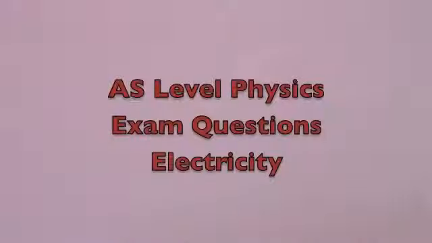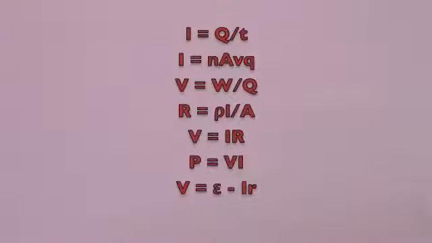Hello. Today I'm going to work through a set of questions that you might typically get in an AS level physics exam on electricity. The key formulae that we're going to use is I equals Q over T, that is to say the current is the amount of charge conveyed in a particular time. I equals NAVQ, which tells you about the amount of current depending on the number of charge carriers and their velocity. V equals W over Q, that is the voltage is the work done divided by the charge.